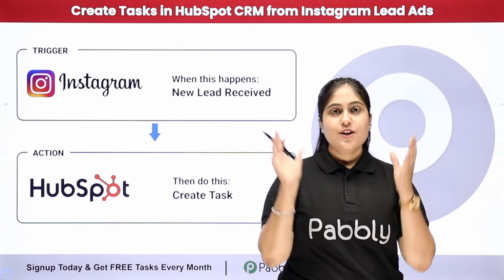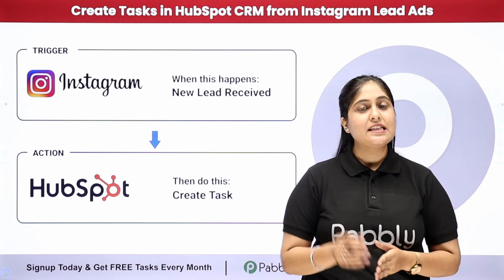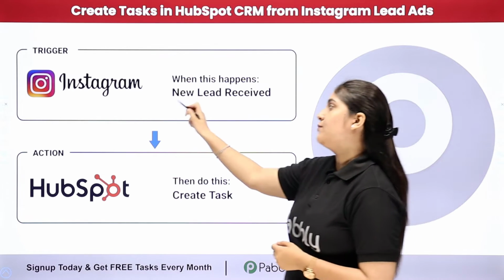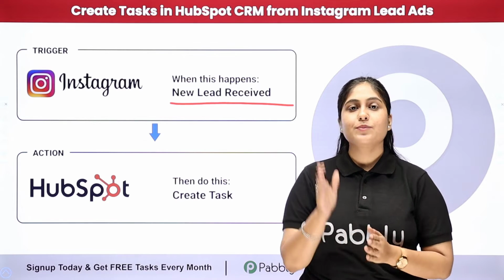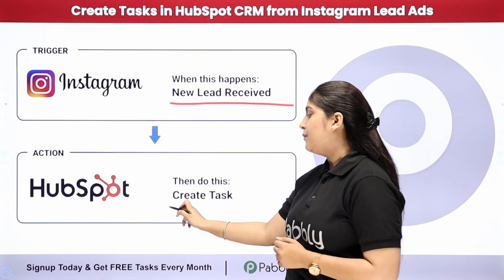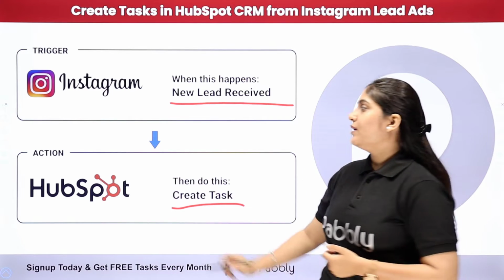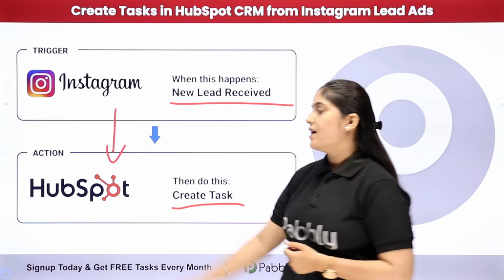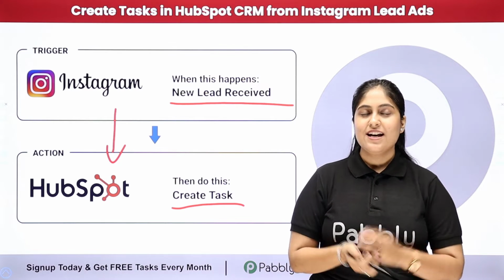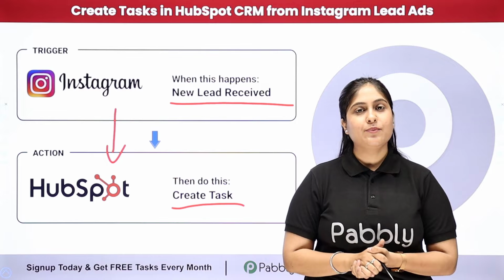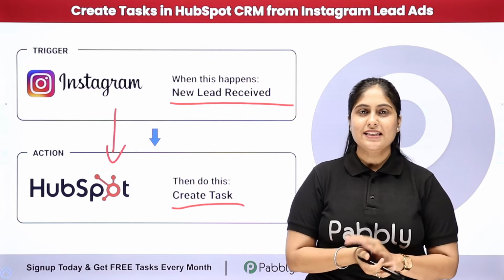In this video, we are going to understand how to create tasks in HubSpot CRM from Instagram lead ads. So here I'm running some Instagram lead ads for my business, and my objective is that whenever I receive a new lead through my Instagram lead ad, a new task for the same should automatically be created in my HubSpot CRM account. To automate the entire process, I need to connect my Instagram lead ad with my HubSpot CRM account using an automation software named Pabbly Connect. So now, to see the working of this automation and to learn this process step by step, let me take you to my screen.